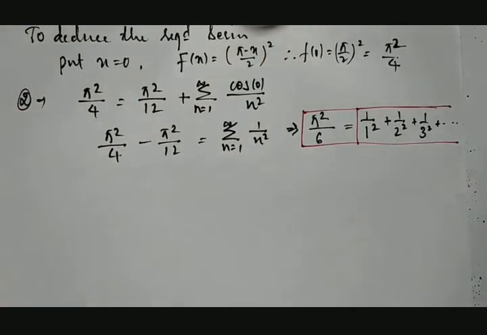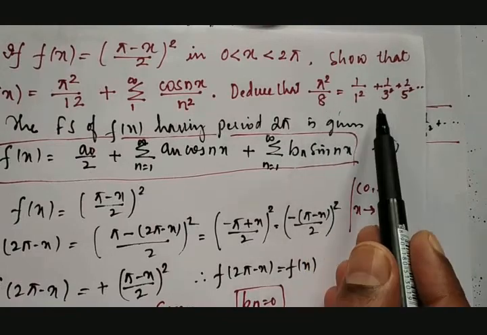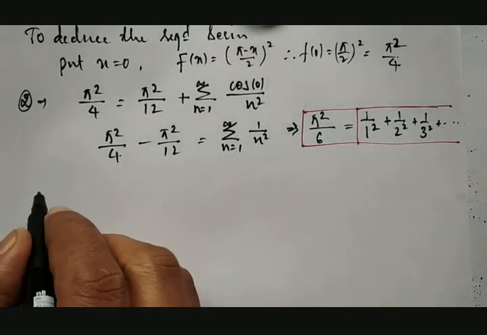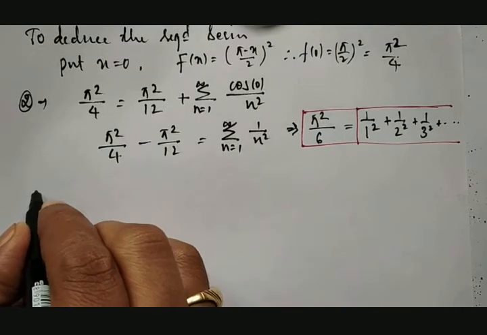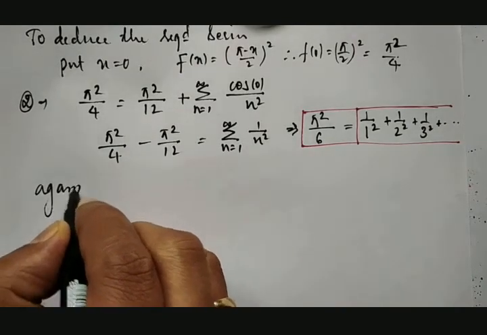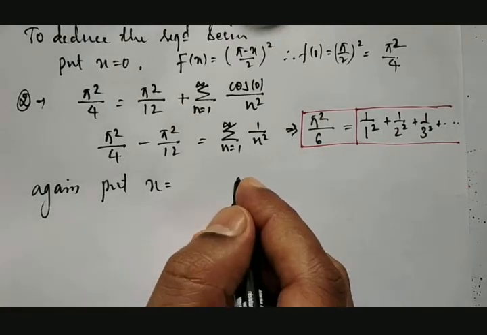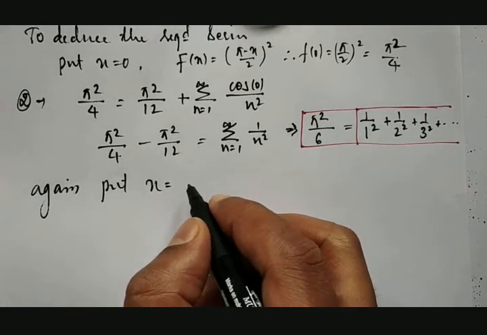So this is the series which we got. But unfortunately, this is not the required series, because the required series is something like this. So this is a trial version. So we need to go to another. Again, put x is equal to another suitable value for cos, which is nothing but pi.